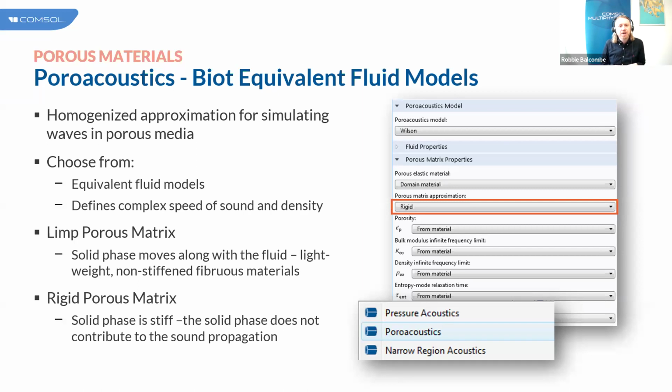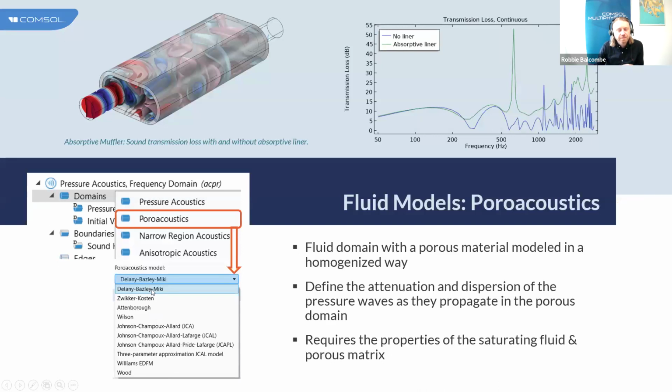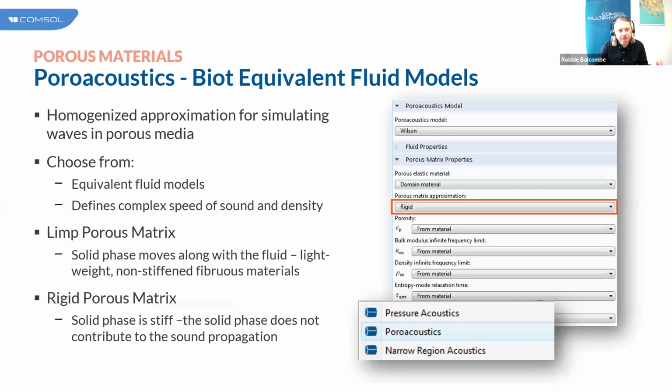Now, the equivalent models that we can choose from, all of these different options here, will set the speed of sound and the density of the material to be complex, where we add an imaginary term that accounts for the attenuation within the material. There will be different ways in which that imaginary term is formulated depending on the material model that we select. When working with poroacoustics, we're not solving anything in the structural part of the porous material. We're only calculating the acoustic pressure.